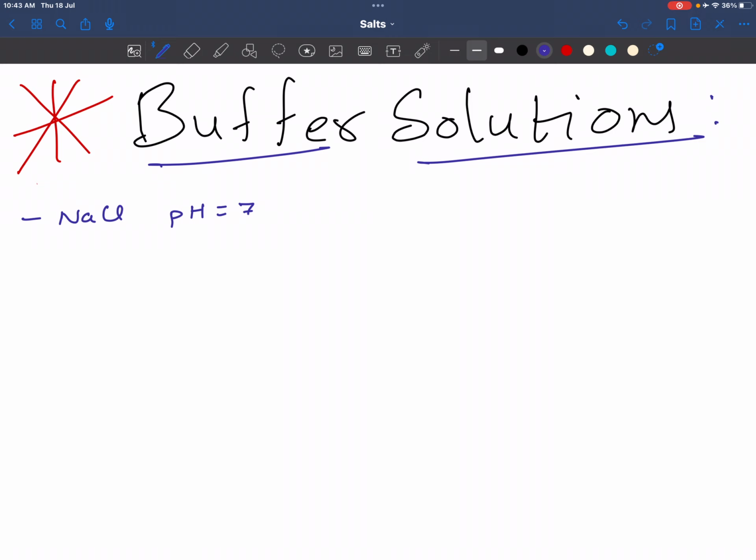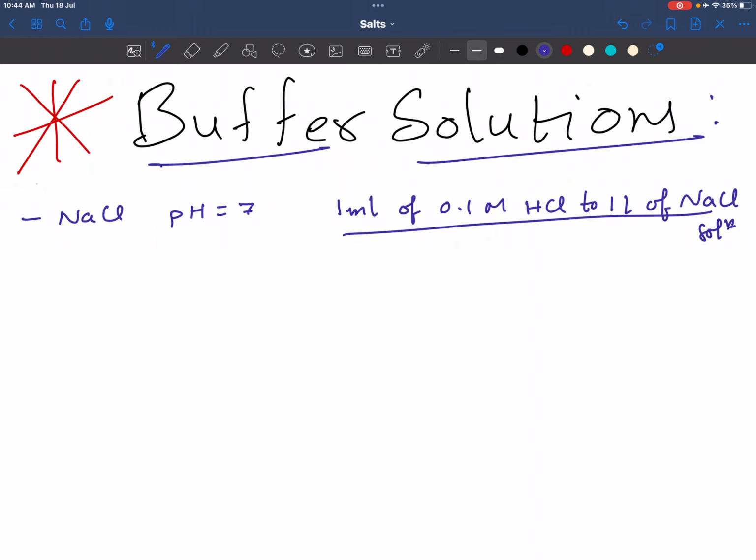ఇప్పుడు let's say we add 1 ml of 0.1 molar HCl to 1 liter of NaCl solution. Okay. Now, clearly HCl acidic కాబట్టి pH తగ్గుతుంది, right? ఇప్పుడు you can solve this. You can find out the pH of the resulting solution. You will find that the pH decreases to 4. Okay.